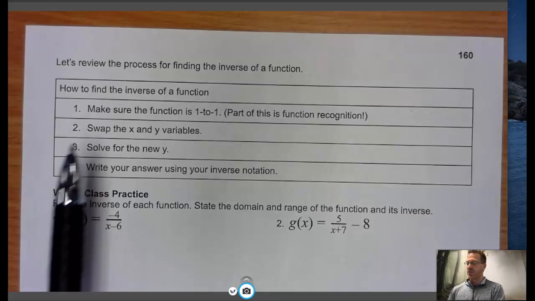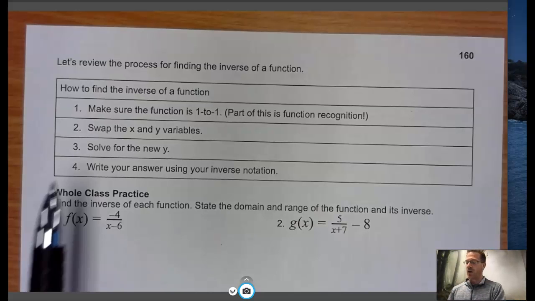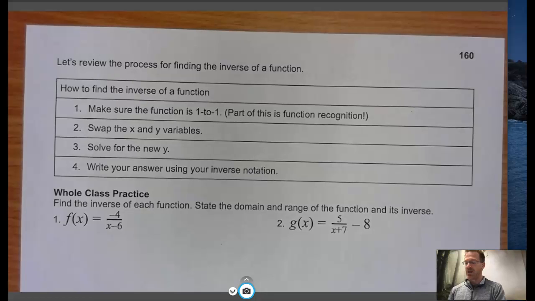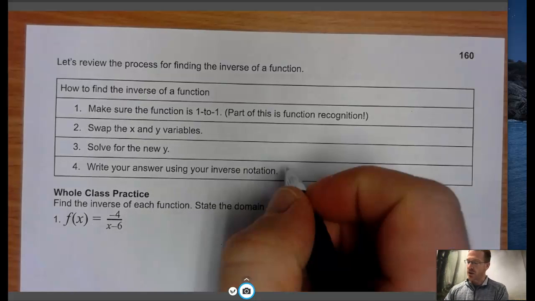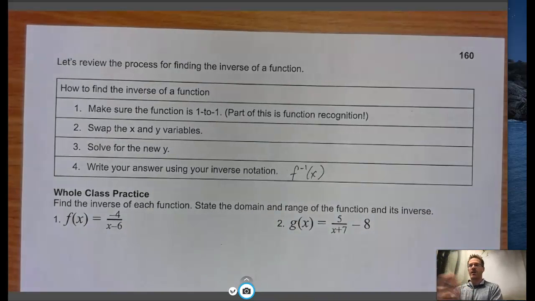Then, since we're finding inverses, we're going to swap the x and the y's. We're going to switch the domain and the range, and we're going to solve for that new y, and then we're going to make sure we use our inverse notation, f inverse of x.